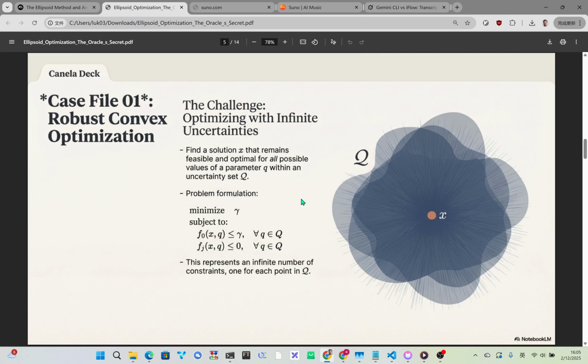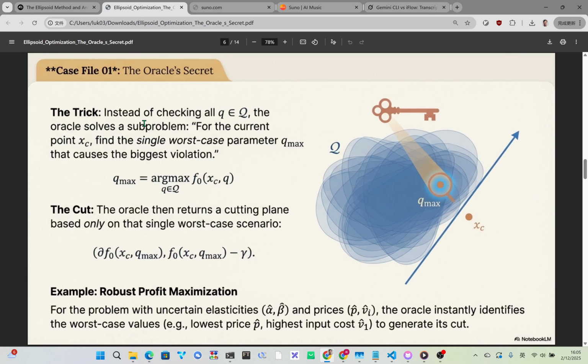So what's the oracle's secret trick? It doesn't try to check them all. For the current test point x_k, the oracle solves a little secondary optimization problem. Its only goal is to find the single worst case parameter, we'll call it q_max, that causes the biggest violation at x_k. So it's actively looking for the one scenario that makes the current solution look the worst. That is its whole focus. And it uses that one single q_max to build and return the cutting plane. For instance, if you're robustly maximizing profit, the oracle doesn't care about average market conditions. No. It instantly identifies the combination of the lowest possible price you could sell for and the highest possible cost for your inputs. That one worst case scenario, that's what generates the cut.